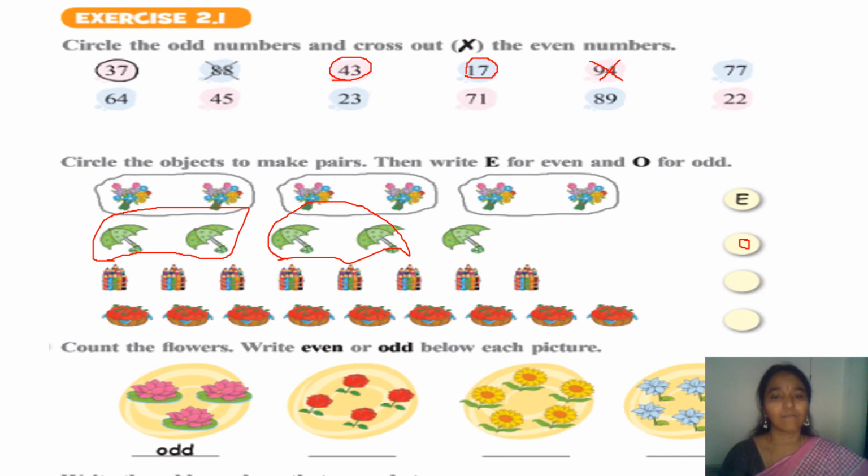Next one. Count the flowers. Write even or odd below each picture. Okay, first one is already done for you. There were 3 flowers and odd is written there. Next, how many flowers are there? Count 1, 2, 3 and 4. 4 is even or odd? Even, right? So I am writing even over here. Even. Okay.